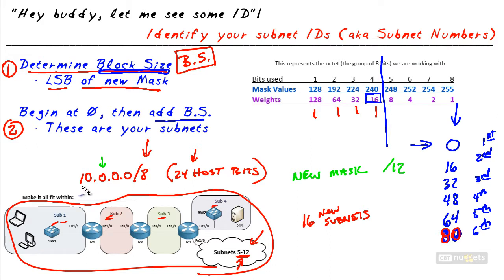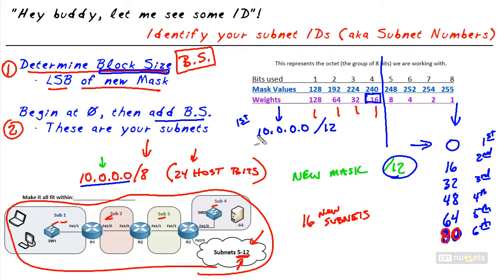See this first network of 10.0.0.0? The new mask is going to be /12. All we're going to do is bring that same network that we started with up, 10.0.0.0. We have the new mask /12, and guess what? That is subnet 0. That is our first network. And that means that in this second octet right here, we haven't added a block size to it. That's our starting point. So subnet 0 looks like the original network with a new mask.